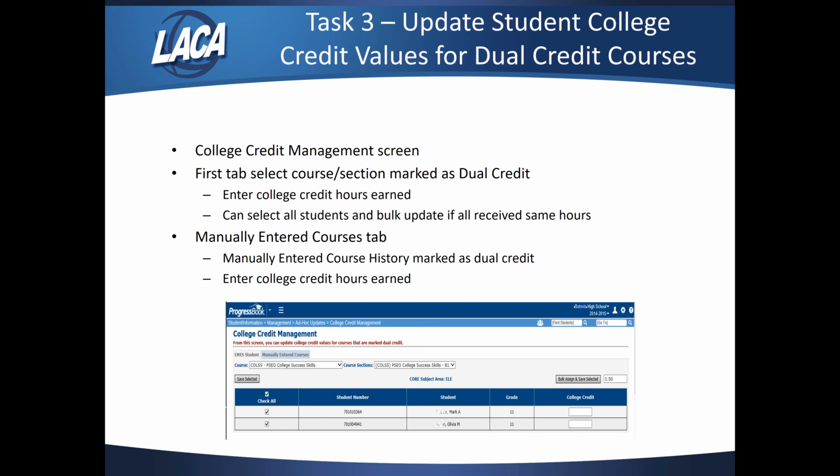The manually entered course history is all of the course history that's entered in as dual credit. And then you can go through and enter in the college credit hours that the students earned for that course. How do I figure out by looking at that information if my guidance has input the college credit maintenance yet? You see that field over here that says college credit? Yes. Is there a number in it?